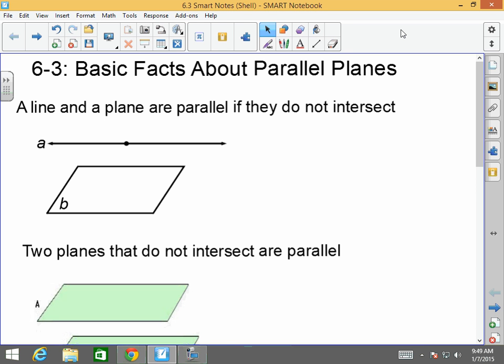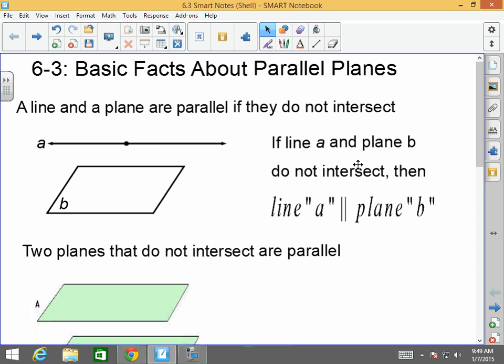If a plane and a line are parallel, that means they do not intersect. Okay? So if I tell you that line A and plane B do not intersect, you can automatically have as a given fact that the line and the plane are parallel. So again, if line A and plane B do not intersect, then line A is parallel to plane B.